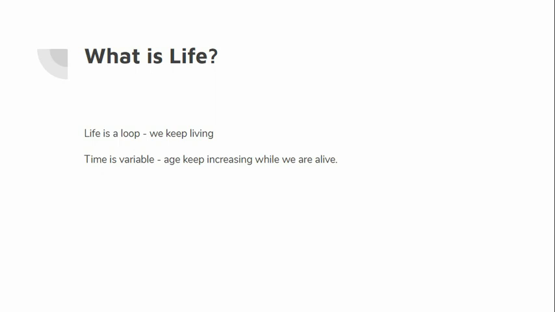So what is life? Life is a loop. We keep living every moment, and time is a variable. So our age is increasing while we are alive. So the condition of life is being alive. As soon as this condition is not met anymore, we are dead. Then the increment in our age variable is stopped. So these are a couple of examples.